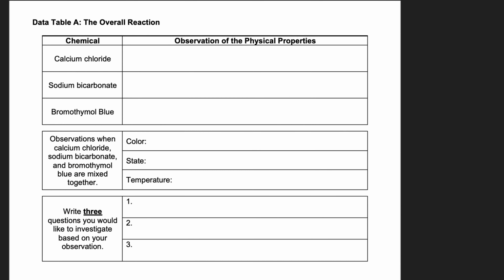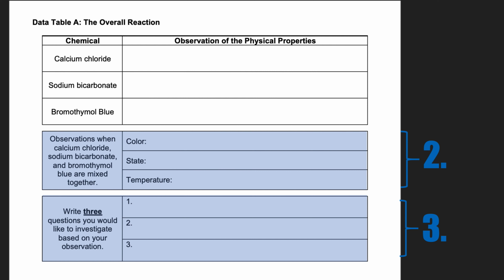So in this table, in part 2, you need to record those observations about the changes in the color, the state, and the temperature. The next thing that you need to do is, based off those observations, write 3 questions you would like to investigate based on your observation. So now we've completed part A. Those 3 substances were mixed together. We observed a change in the color, a change in the state, and a change in the temperature.